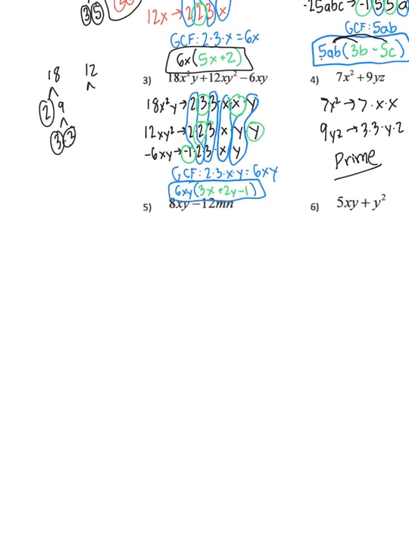Number 5, I can break 8xy. My 8 breaks down into 2 times 4. 4 breaks into 2 times 2. So I would get 2 times 2 times 2xy. And then negative 12mn.